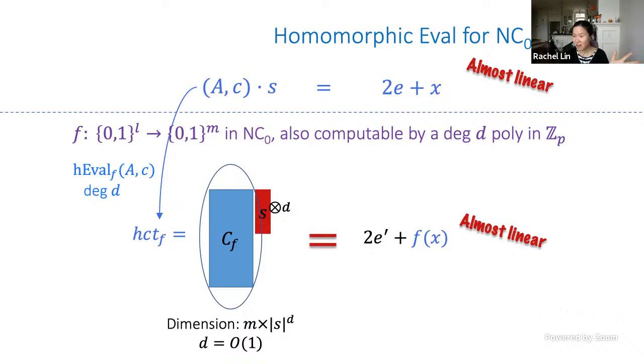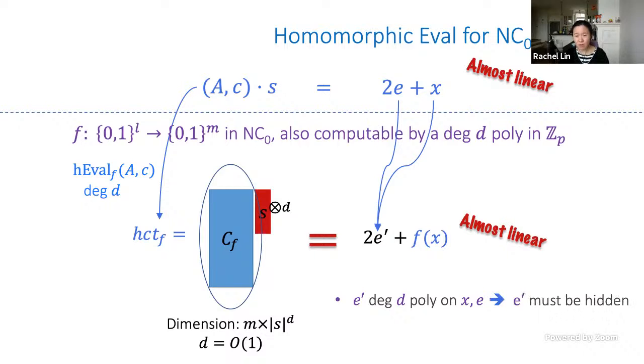Its dimension is rather large. We're really doing brute force expansion, so its dimension is going to be at least the secret key dimension to the D. But as long as we're computing a constant degree function, this is really fine. This is still tractable. On the right-hand side, we still get the output perturbed by some small even noise, because this E prime is degree D in the original noise E and the input X, and both of them are very small. Because it depends on X and E, at all costs we must hide them. But the fact that it's small is going to help us to hide them.